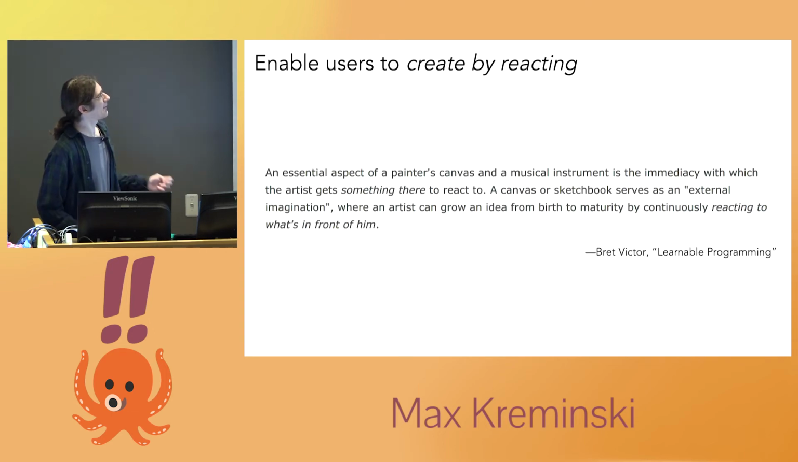What I also want to do is enable users to create by reacting. The creative process is made of decisions, right? There's a whole bunch of decisions. Some of them are consequential, some of them are totally inconsequential, and it's really easy to get hung up on the inconsequential ones. So what I want to do here specifically is narrow down the decision space to only decisions that we know are interesting, so that we can present the user with a set of options they can pick between, and each of those options is a good option.